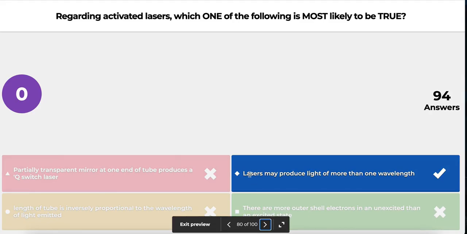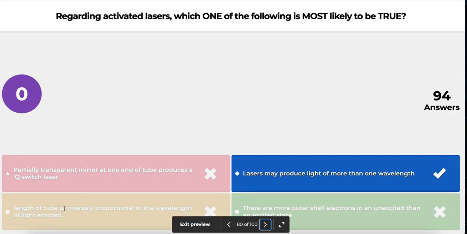So lasers may produce light of more than one wavelength. For example, it can produce a femtosecond laser, which is an infrared laser, or an excimer laser, which is an ultraviolet laser. So it can be of more than one single wavelength. The partially transparent mirror at one end of the tube will produce a continuous wave laser, not a Q-switched laser, as in a Q-switched laser there is a shutter which is placed in front of one mirror to allow passage of shots of laser to maximize energy and minimize the loss.